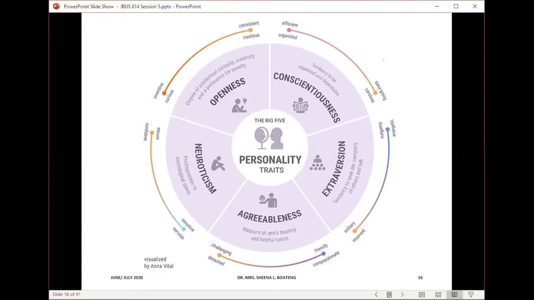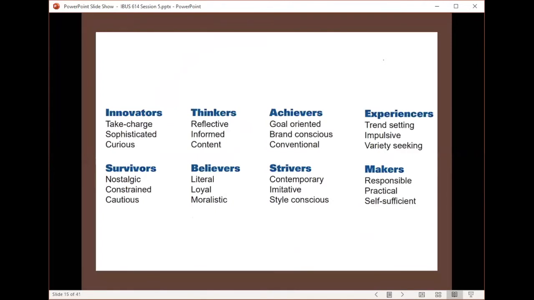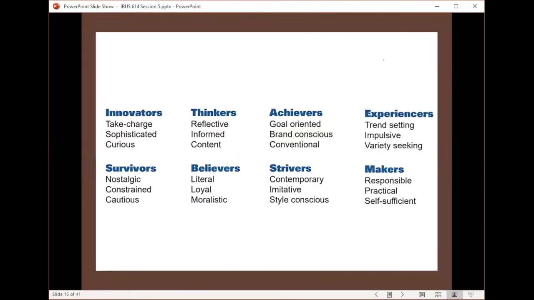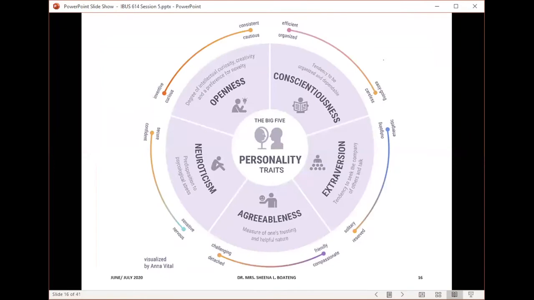But then again, this is not just what the consumer is about. Perhaps a consumer may be a conscientious person, more on the higher end, very efficient and organized, but may exhibit more of the characteristics of, say, a striver, right? Who is style conscious, imitative, and contemporary. So in that case, how do you sell to such a consumer?